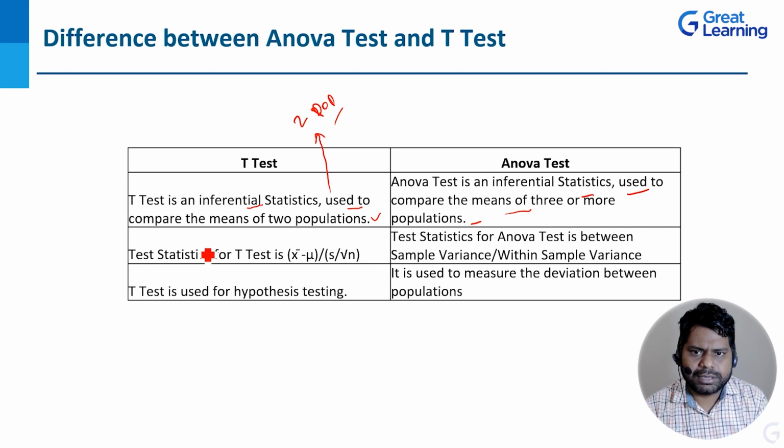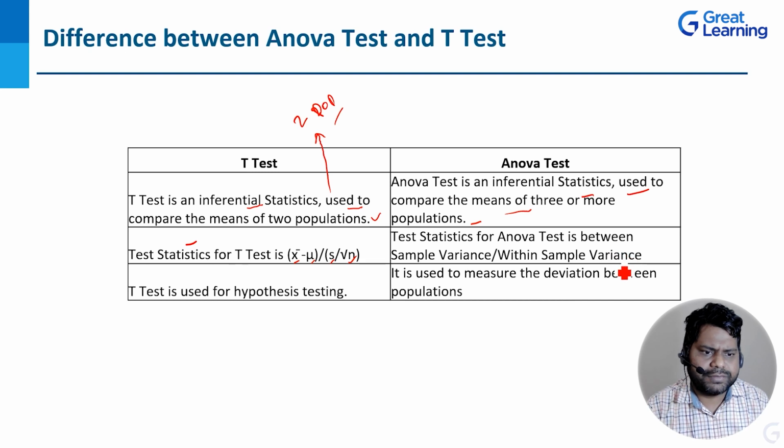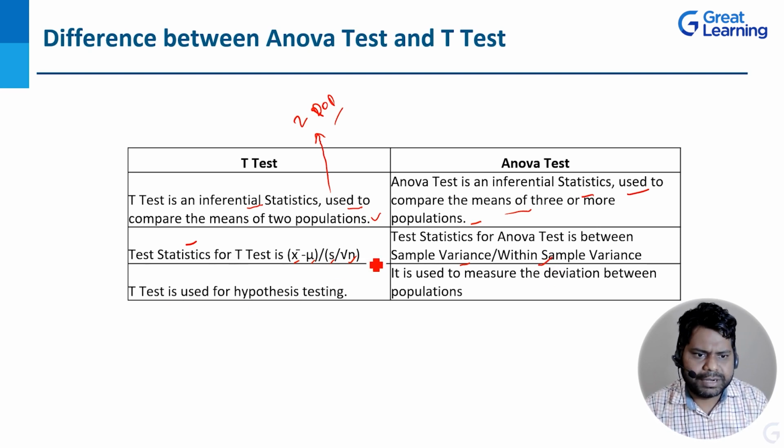Moving on to the next difference, the test statistic for the t-test is x bar minus mu divided by s divided by the square root of n. Whereas for the ANOVA test, the test statistic is the F statistic, or the F value, which is the between-sample variance divided by the within-sample variance. That is, the between-sample variance and the within-sample variance.